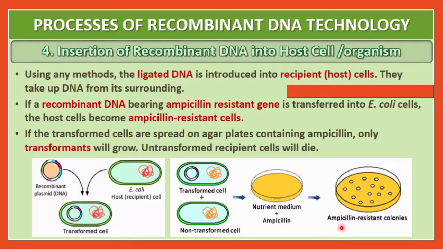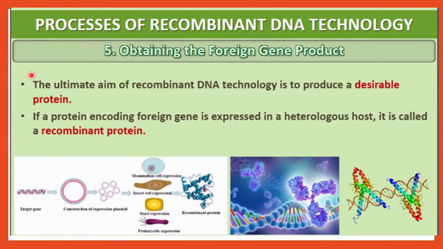They will show the ampicillin resistance colony. Once you transform the bacteria, we can obtain the foreign gene product. So once you have added the gene of interest inside the host, the host is ready to give the gene product, or a desirable protein.